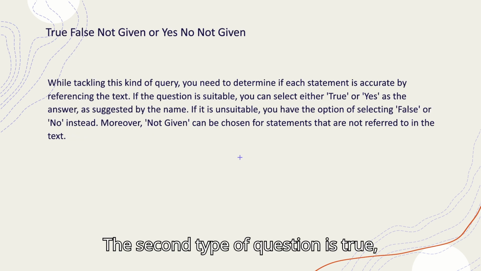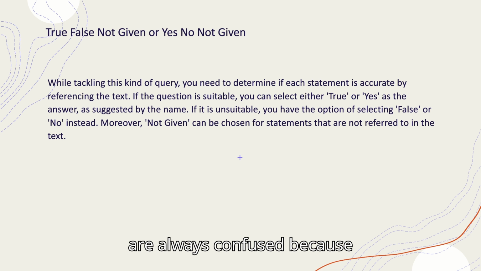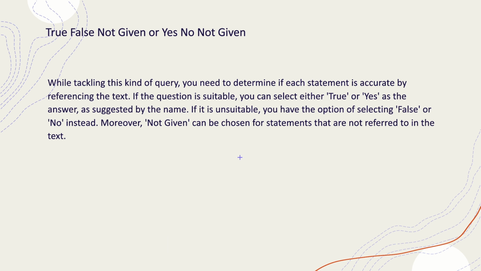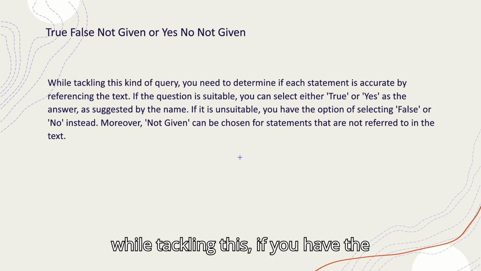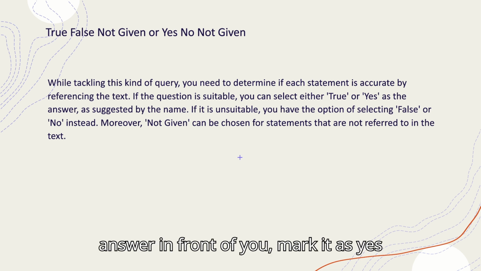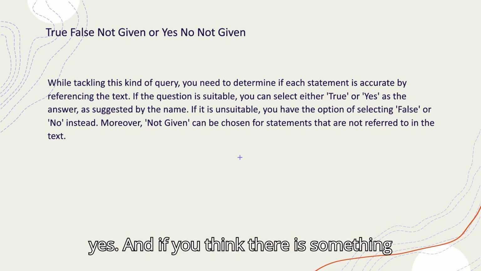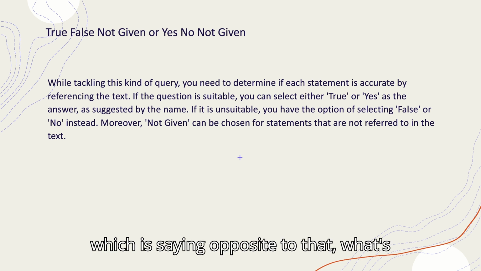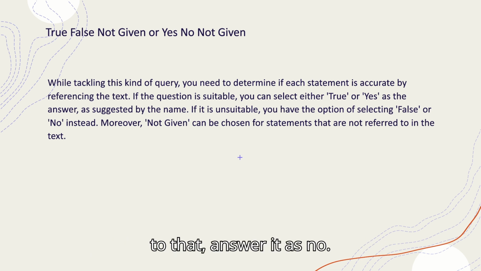The second type of question is true, false, not given, or yes, no, not given. We are always confused between no and not given. So while tackling this, if you have the answer in front of you and it seems to be positive, mark it as yes. And if you think there is something saying the opposite of what's written in your question, answer it as no.